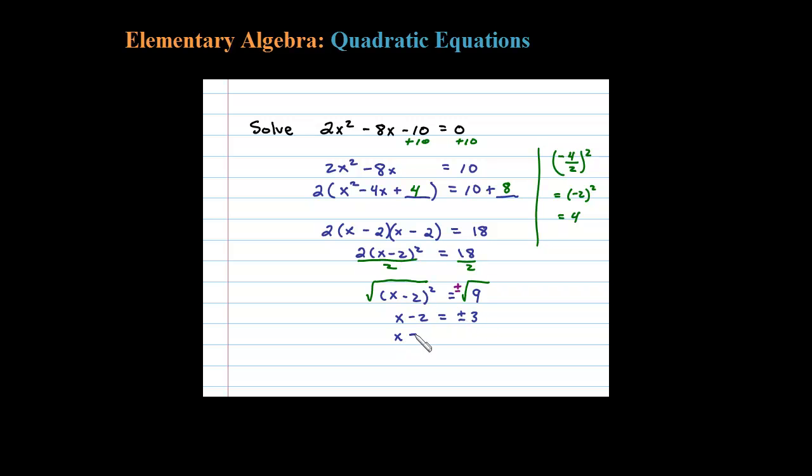Adding 2, we get x equals 2 plus or minus 3. So this says x could equal 2 minus 3, or negative 1, or x could equal 2 plus 3, which is 5. So here we get the two solutions, negative 1 and 5.